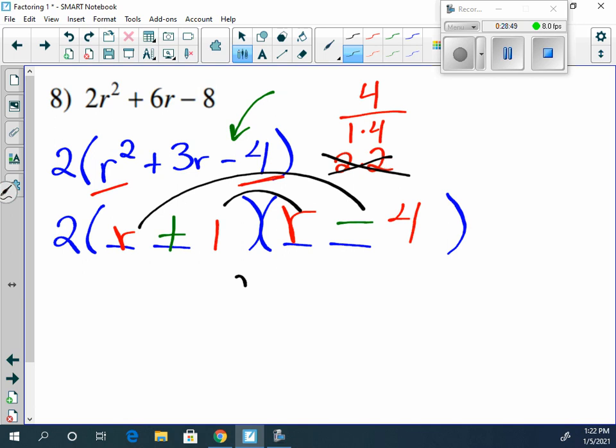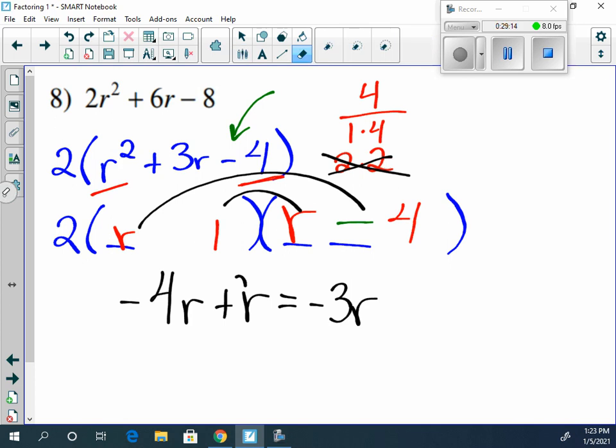Well, r times negative 4 would be negative 4r. And 1 times positive r is going to be plus r. And negative 4r plus r is going to be negative 3r. Is that what we wanted? Well, not quite. We're close, aren't we? It's just that the sign is negative instead of positive. So to fix that, we flip these signs.